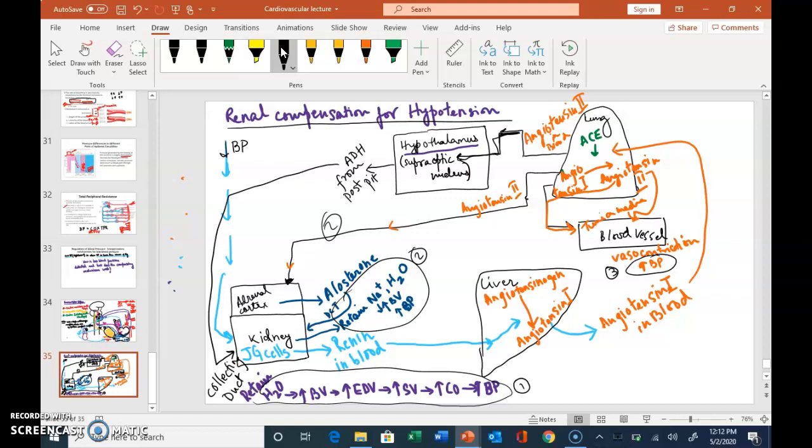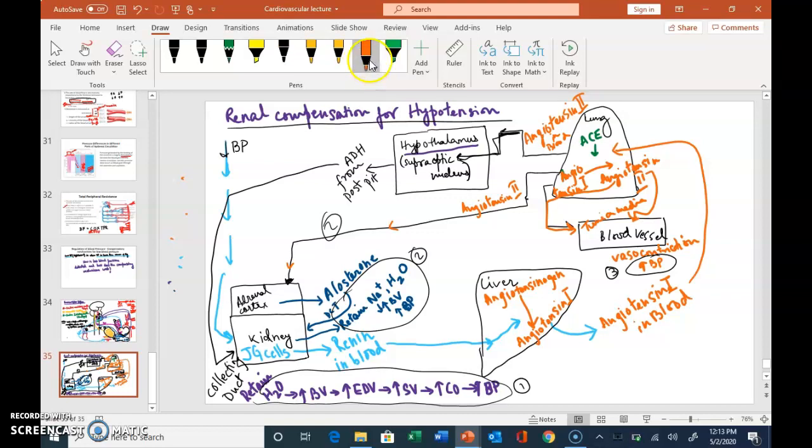So sodium leaves the tubular fluid and enters the bloodstream. And remember, sodium is always followed by water. So as sodium is reabsorbed back into the bloodstream, water follows. So we have sodium water, or salt water, coming back into the body, and that helps to increase blood volume and blood pressure. Thirdly, angiotensin 2 works on blood vessels, as shown here.